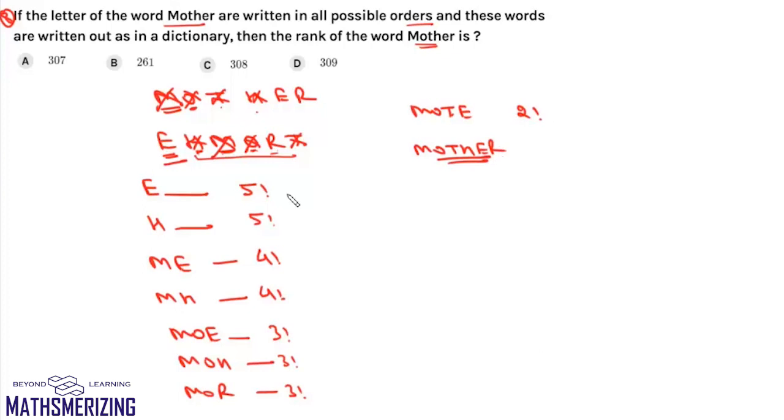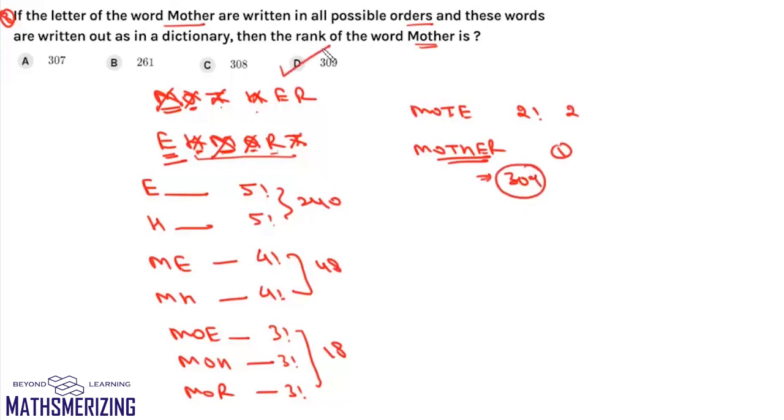So what is the rank of mother? We need to add all of them. 120 plus 120 is 240, and then factorial 4, 24 plus 24, is 48, and here it'll be 6 plus 6 plus 6, which is 18, and then 2, and then plus 1. So 240 plus 48 is 288, plus 18 is 306, plus 2 is 308, plus 1 is 309. So the rank of the word mother will be simply 309, and that's your option number D.